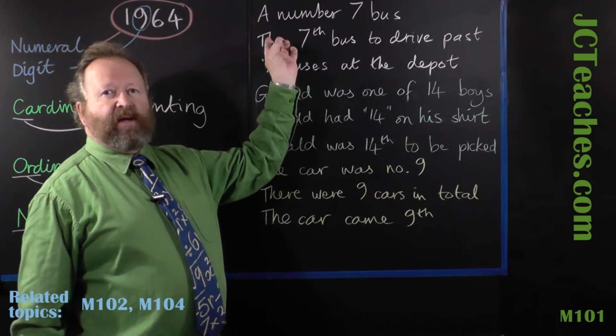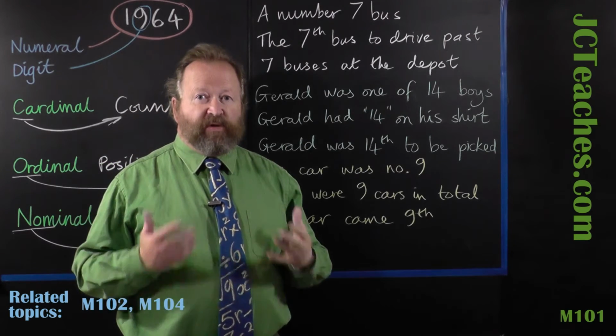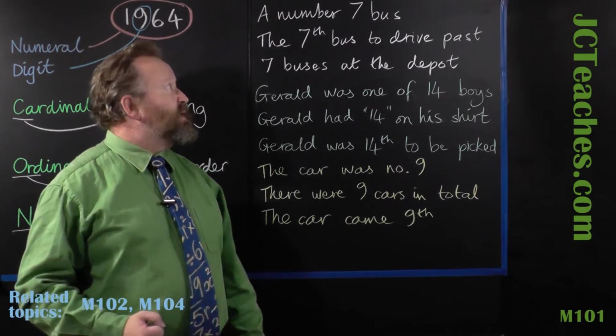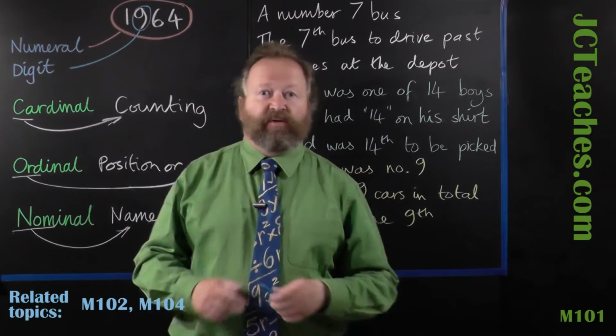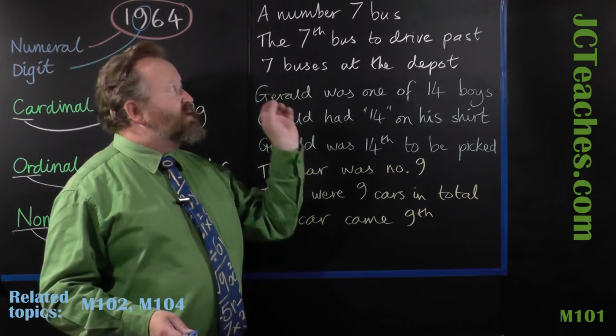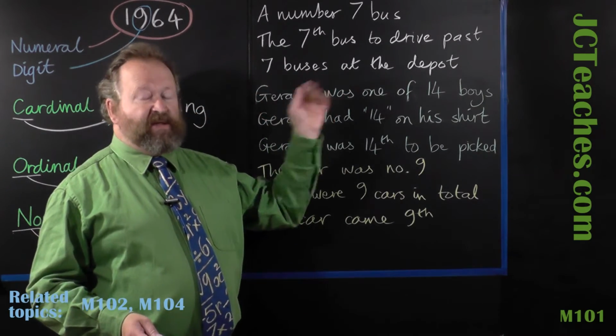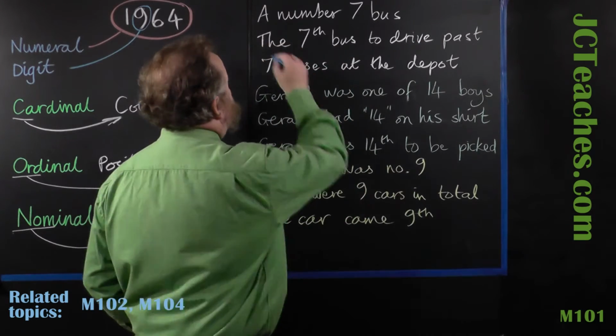First example, a number 7 bus. Now that number 7 is being used purely to identify the bus, as a name for the bus. Therefore, it doesn't imply at all how many buses there are, or that the next bus will be a number 8 or anything like that. It's just a name for the bus. Therefore, that is a nominal number. So I'm going to put an N next to that one.